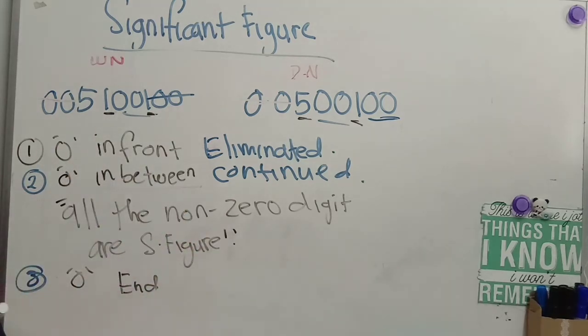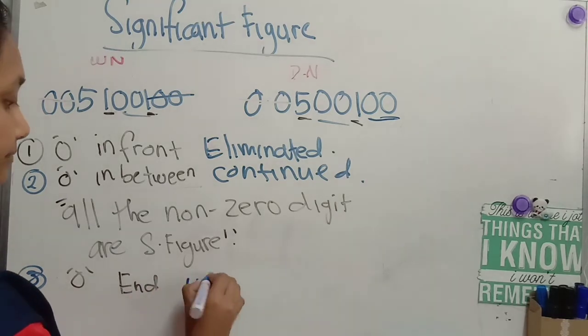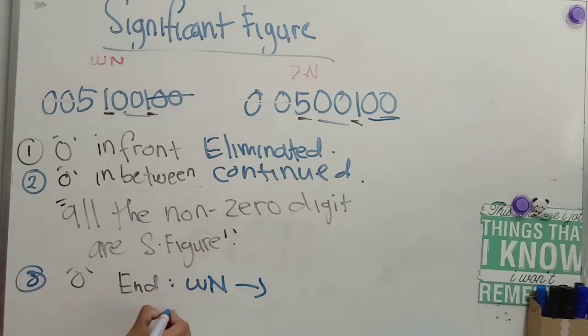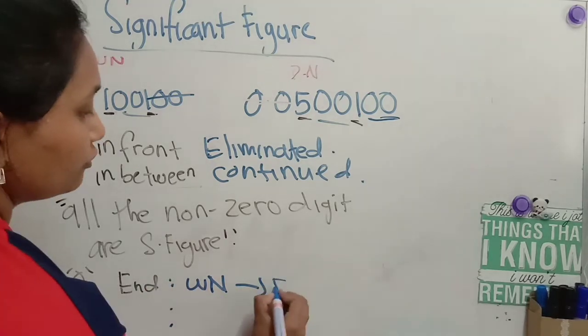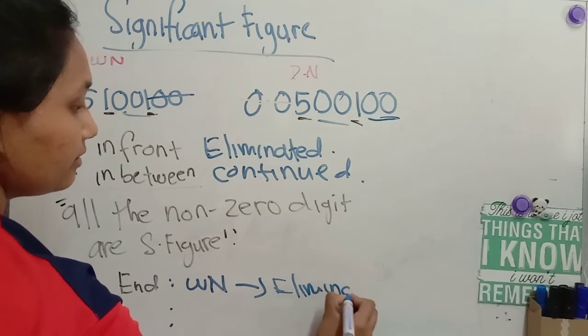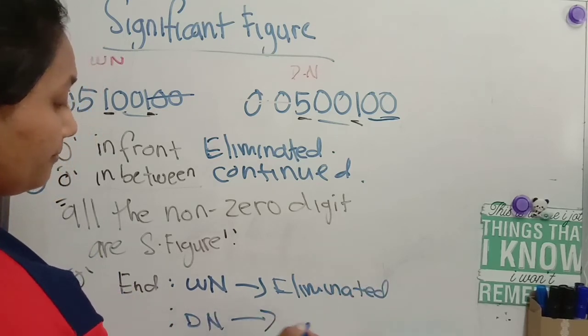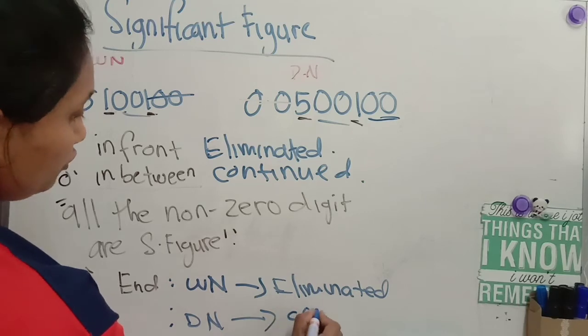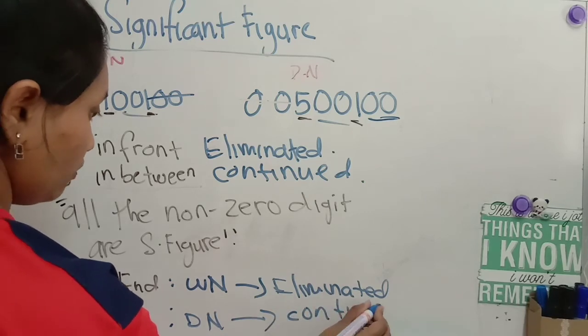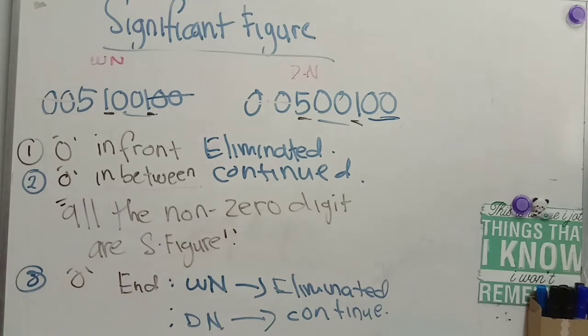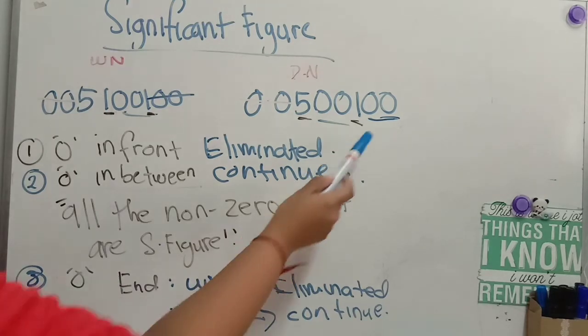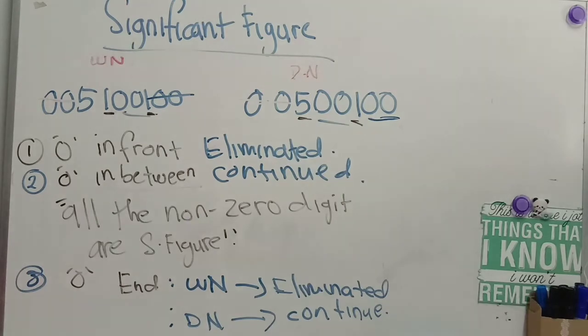So these are the differences between the whole number and the decimal number at this point. What I would like to tell you here is that zeros at the end of a whole number we will not continue. That means we will eliminate them. And zeros at the back of a decimal number, we will continue with them. These are the only differences which we will use for significant figures. So here we will continue, here we will cut. These are the main and easy rules to remember.